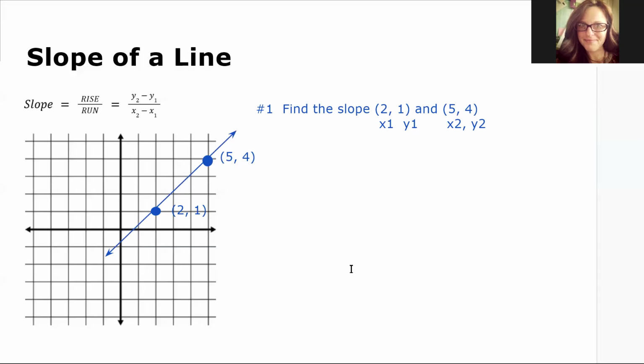We're going to find the slope of this line. How steep is this line? Well, first we can use rise over run. How many up or down, and how many left or right?